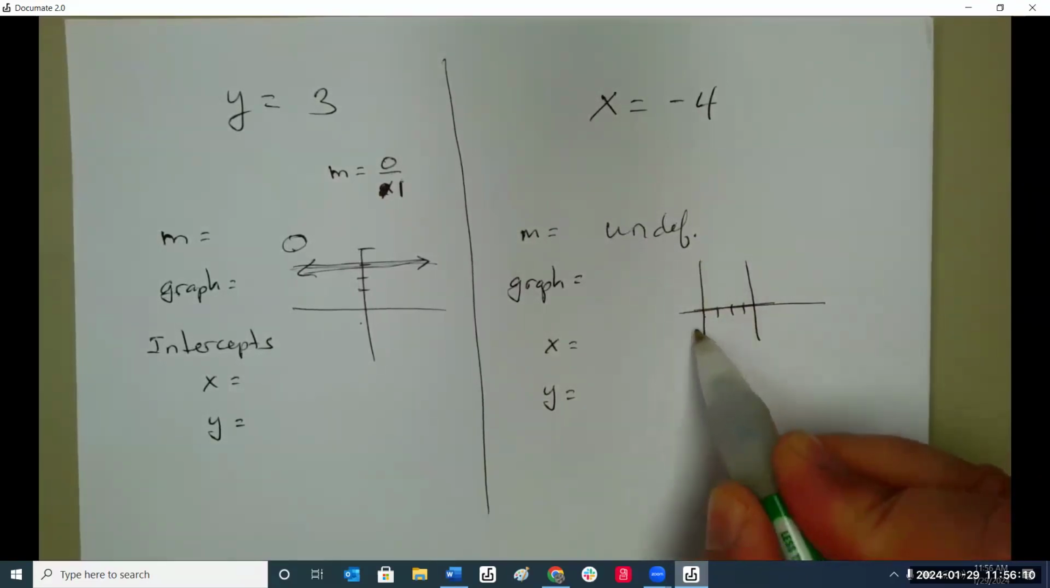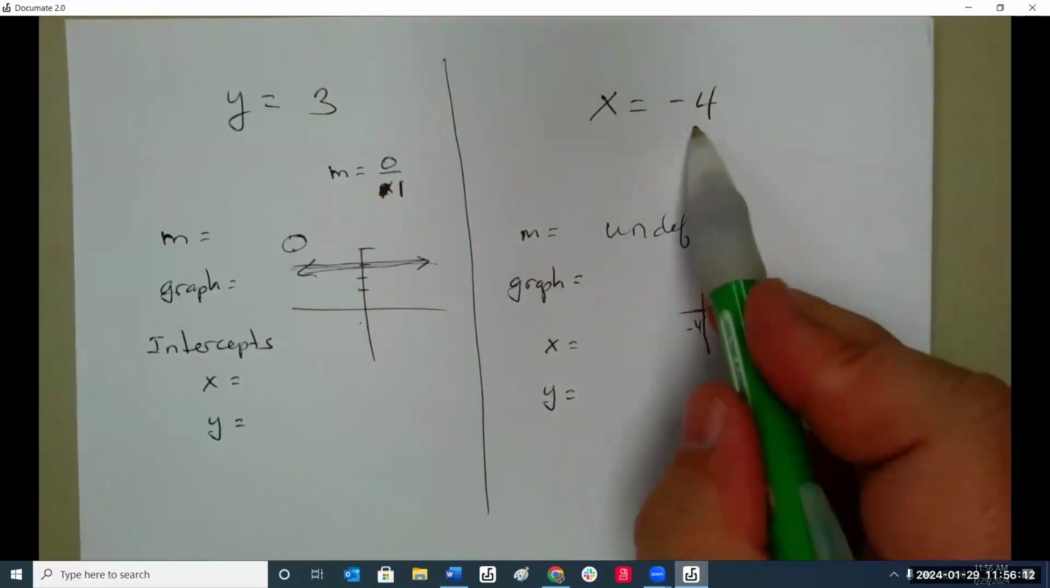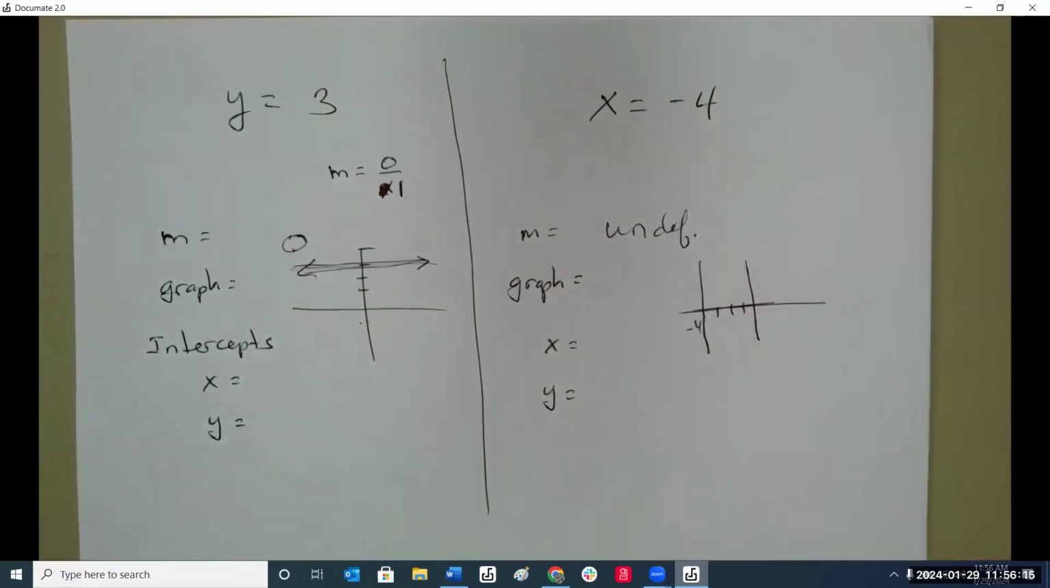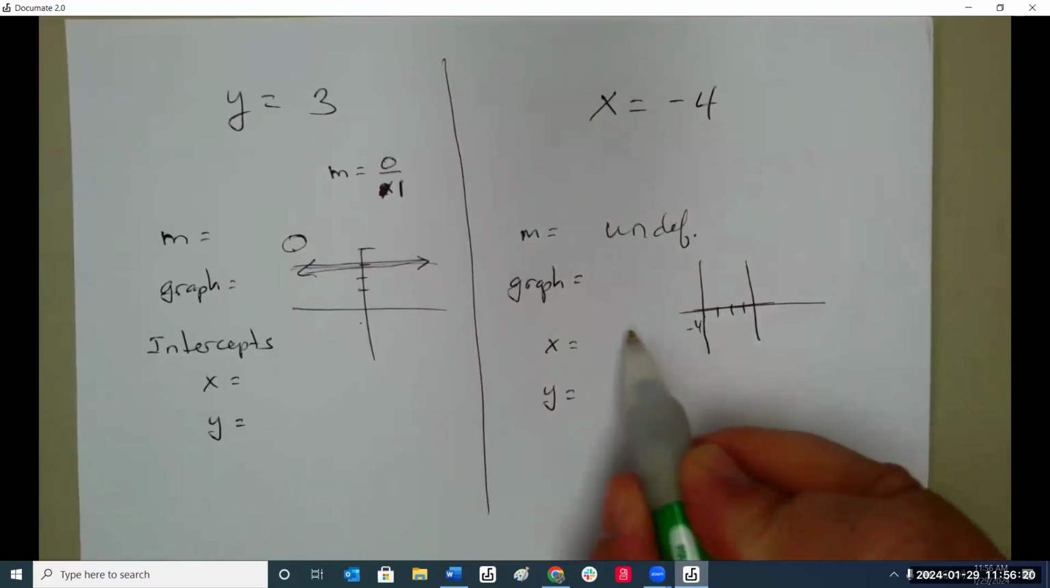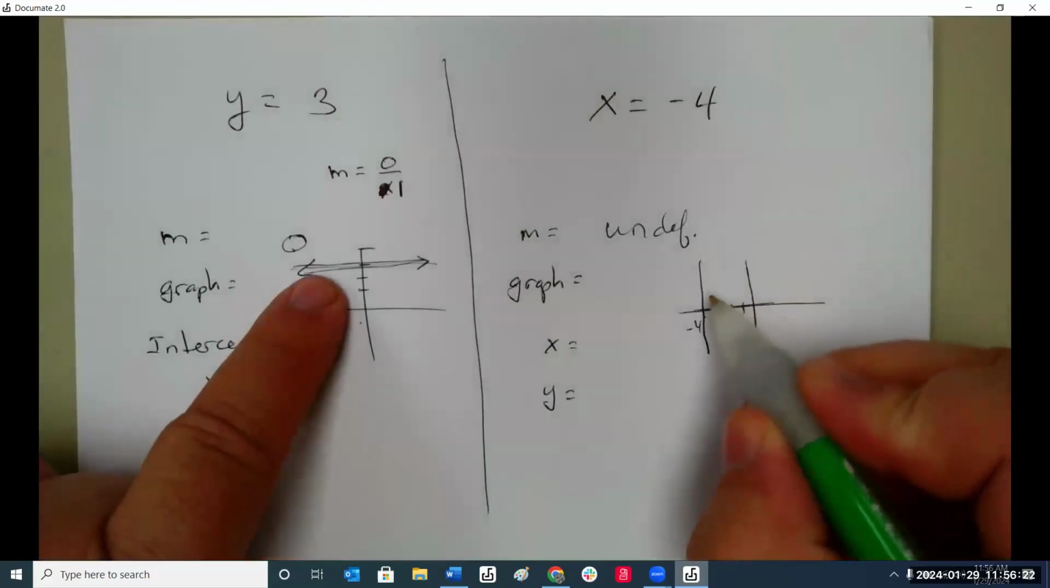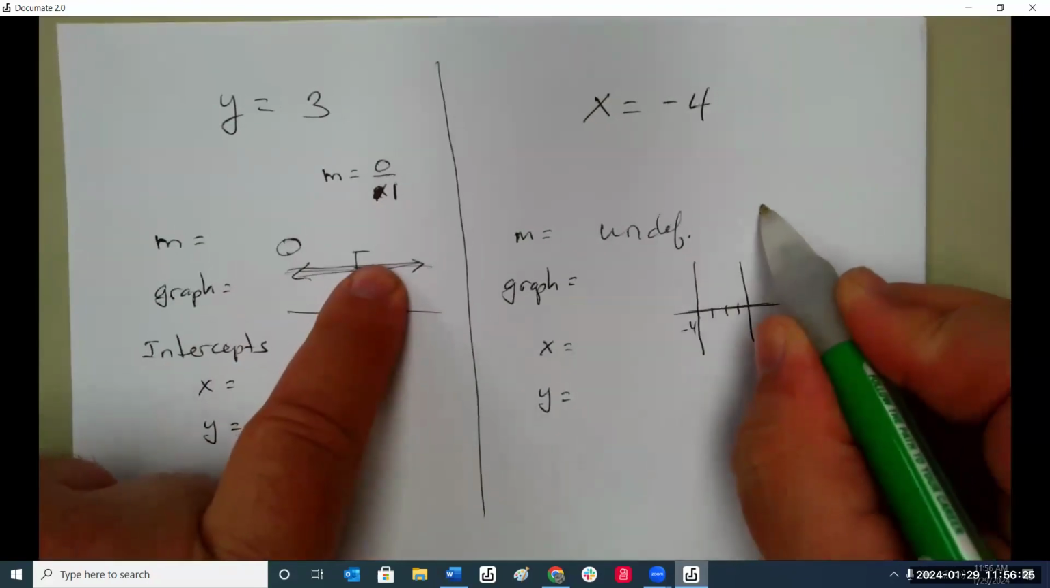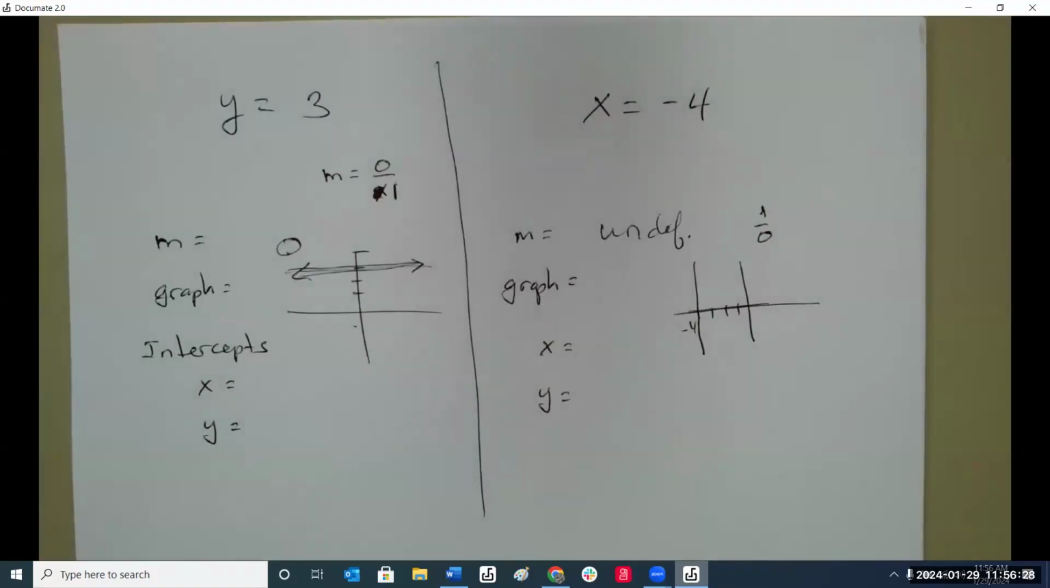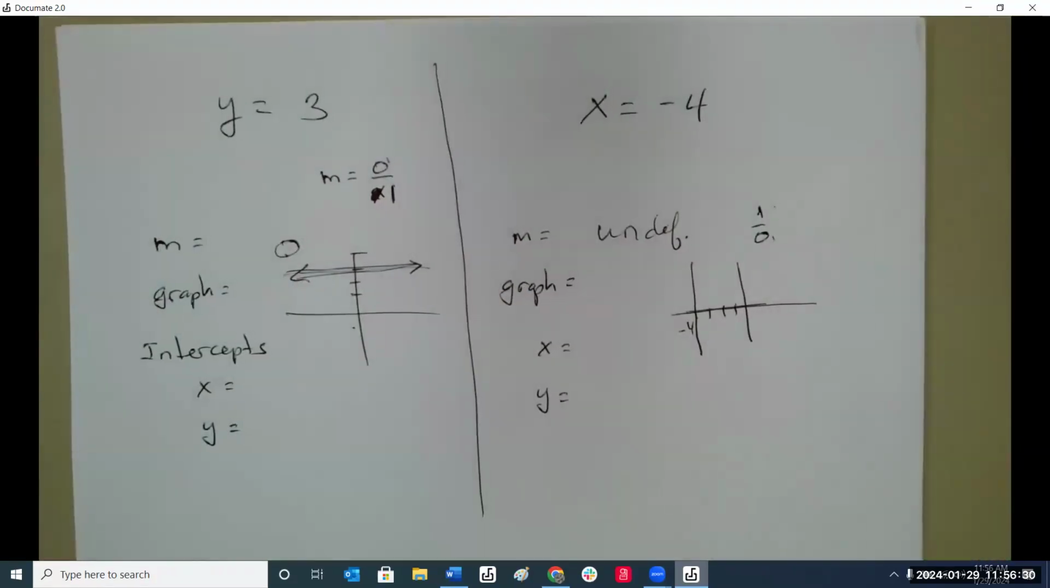Vertical line through -4. Again, there's no y value, so it can't wiggle any. It's got to go vertically straight up. It has to be parallel to the y-axis. So the slope of this one is the reciprocal of this one. So that's 0/1. This one's 1/0. They're perpendicular to each other. We're going to learn different terms: orthogonal, perpendicular, orthonormal. All these terms I will be using for the same concept. It's going to be perpendicular to each other.